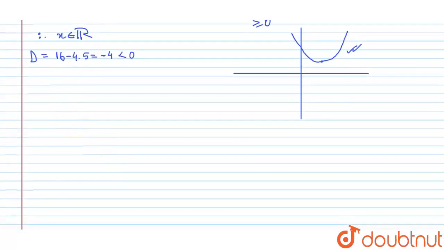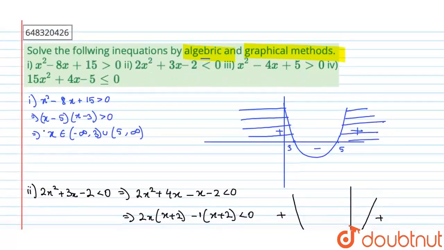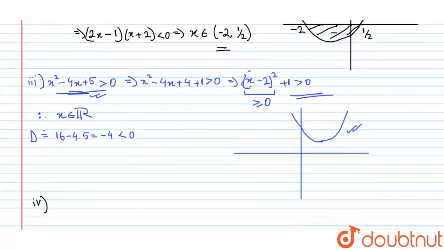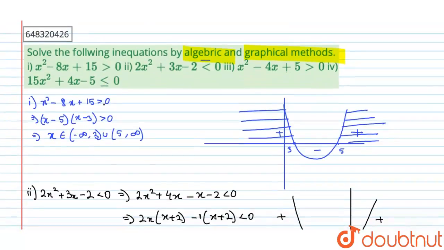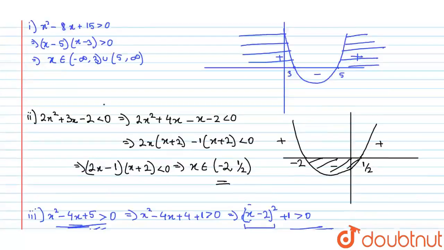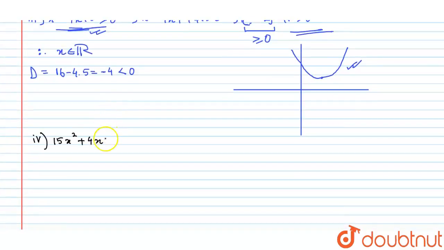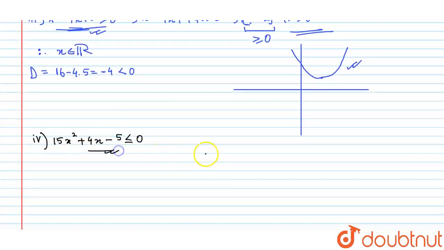Let's head on to the fourth one. The fourth one is given as 15x square plus 4x minus 5 less than equal to 0. We need to find out the roots of this expression on the LHS.